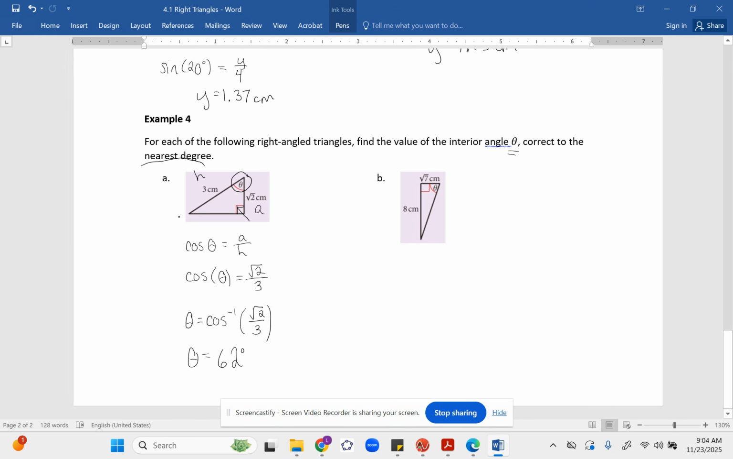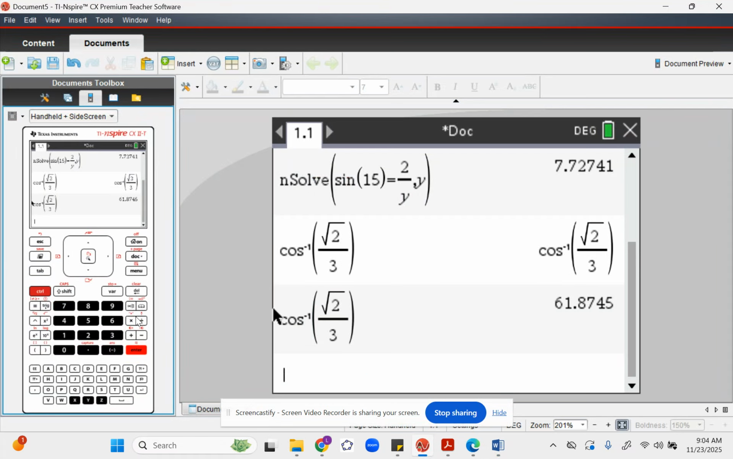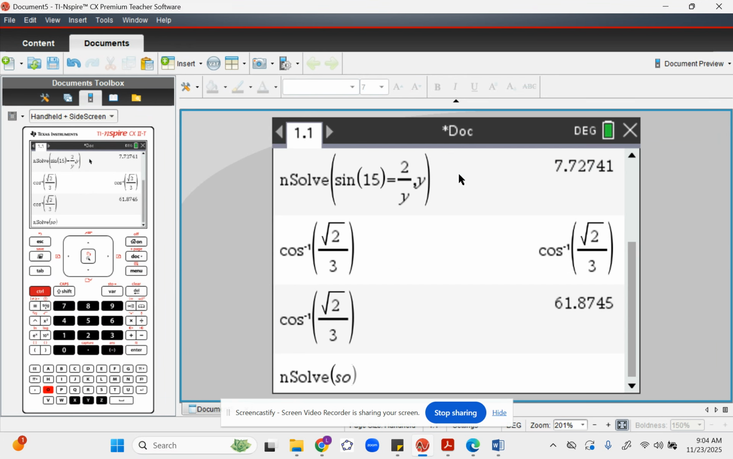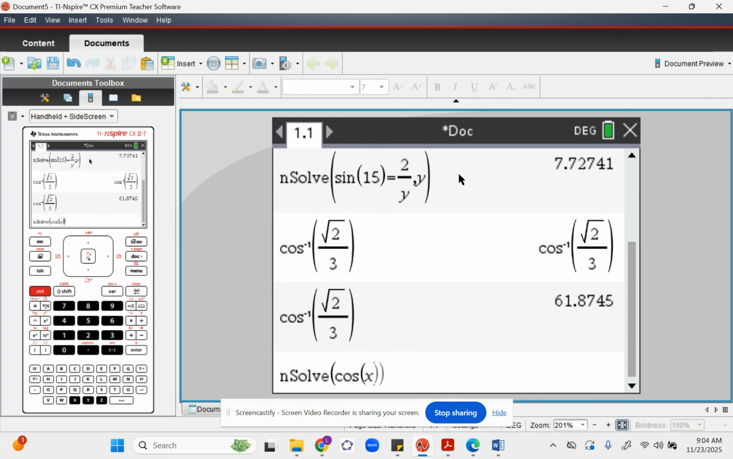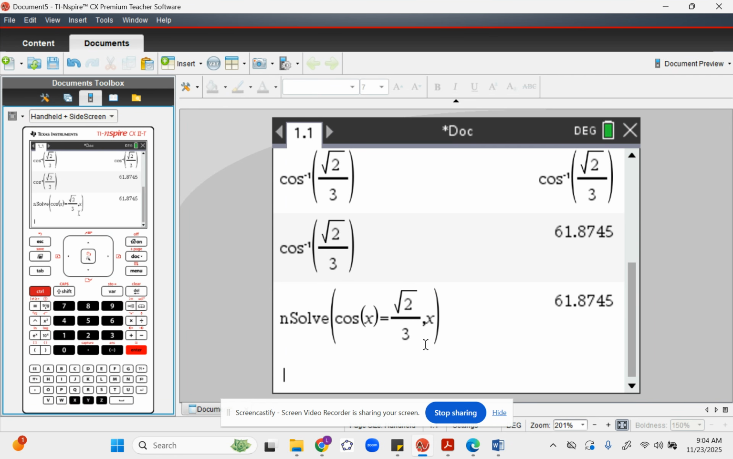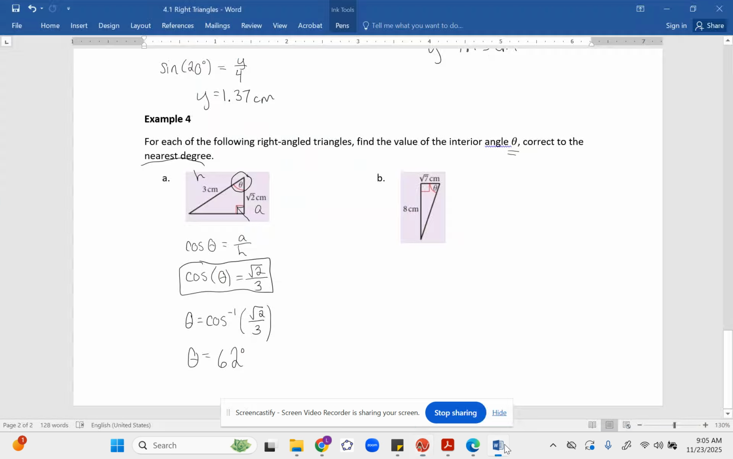Now, if I went back here and tried to nSolve, I think it will work, but it won't always work. Let's just make sure. So nSolve, I have cosine of x, I'm going to call it x, equals root 2 over 3, comma x, and I get the same answer. Great. So it did work. Now let's see what happens for the next one.